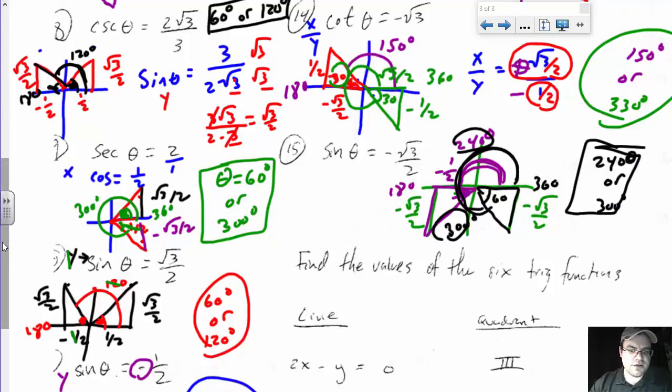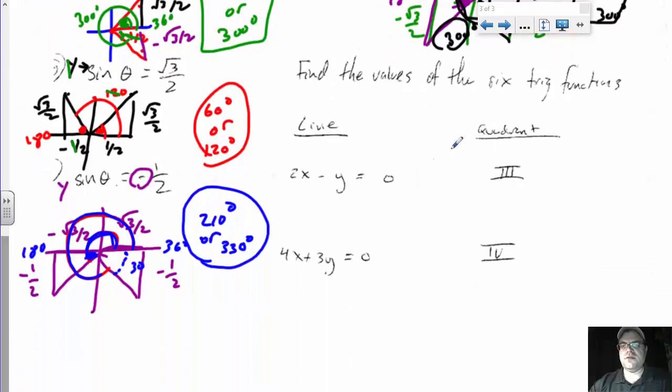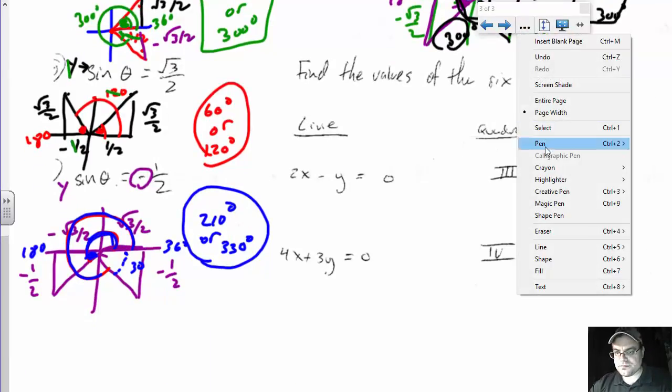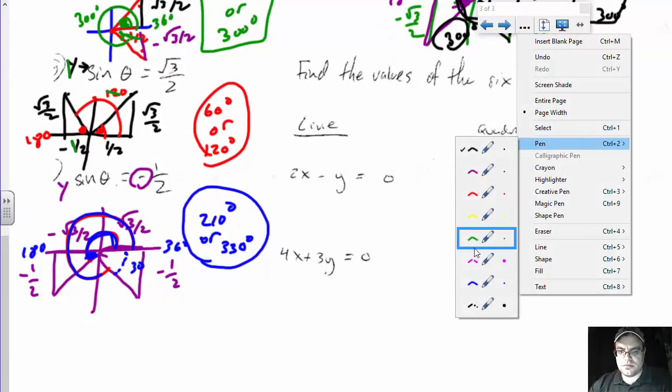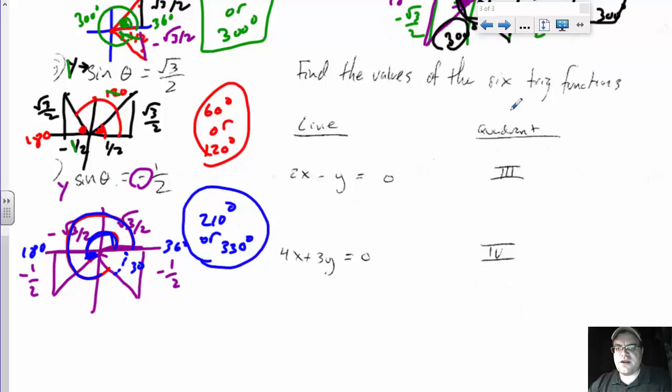Kind of ugly. All right, now let's go ahead and go down to the bottom two, and this will be the end of it. Find the values of the 6 trig functions. Basically, what I'm telling you with these problems is that the terminal side will be on this line somewhere in this quadrant. The terminal side of your angle. All right, so if I graph this one, I have to figure out 2x minus y equals 0.